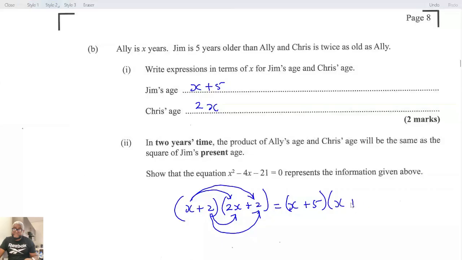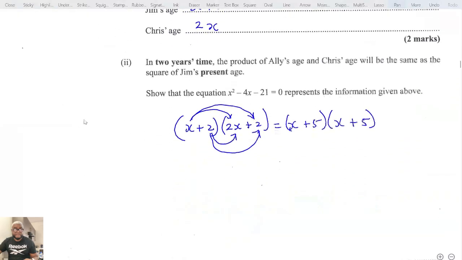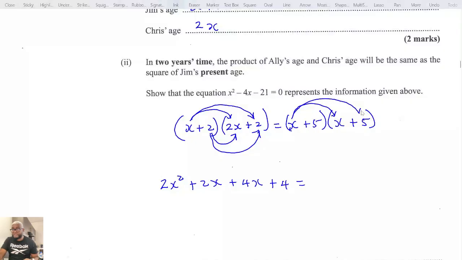We square Jim's age, right? This is real working. Okay? Everybody good there? So we had to square Jim's age. We go in. X multiplied by 2x would give me 2x squared. X multiplied by 2 would give me 2x. 2 multiplied by 2x will give me 4x. 2 2s are 4. Then binomial expansion on this side again. This is real working. Anyway, it's 3 marks.